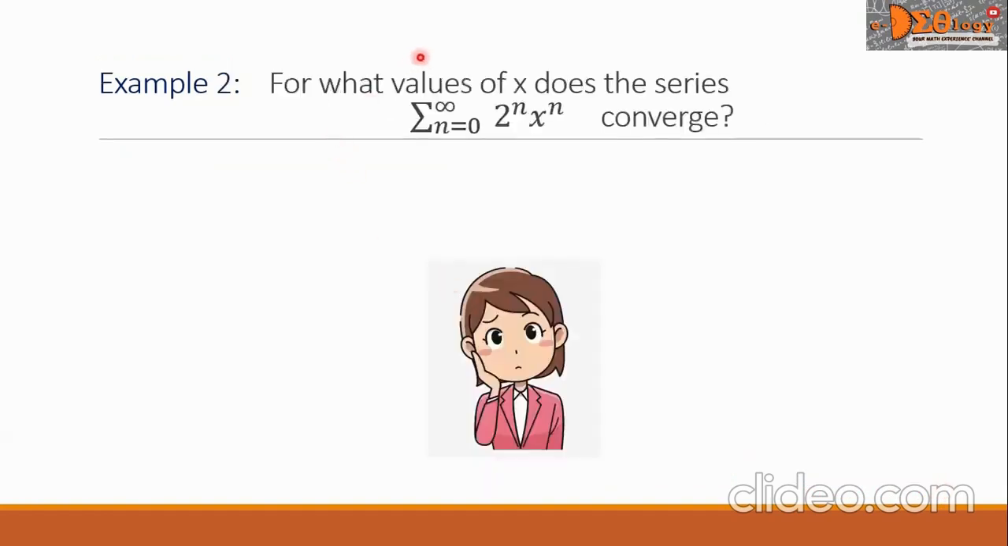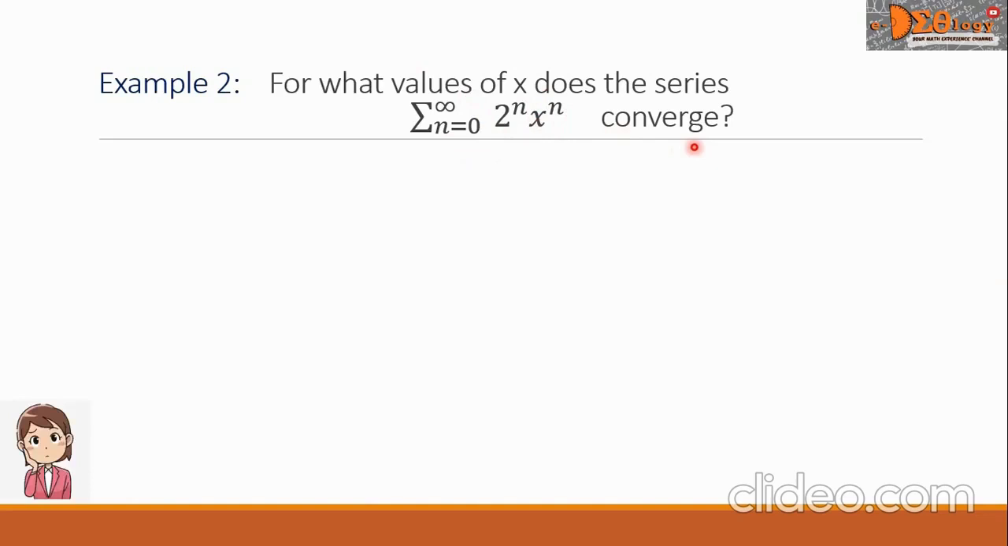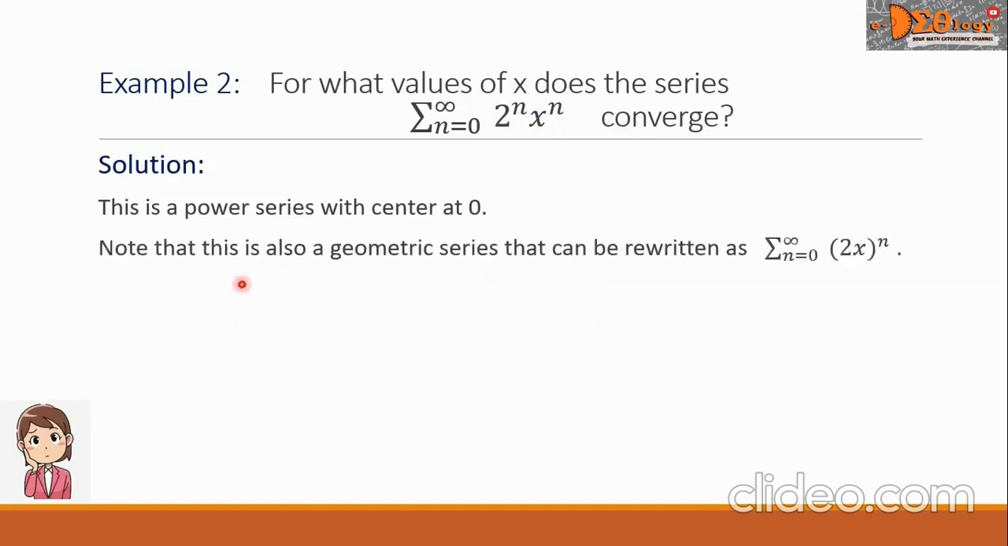Example 2. For what values of x does the series summation from n equals 0 up to infinity of 2 raised to n times x raised to n converge? This is a power series with center at 0. Note that this is also a geometric series that can be rewritten as summation from n equals 0 up to infinity of the quantity 2x raised to power n.